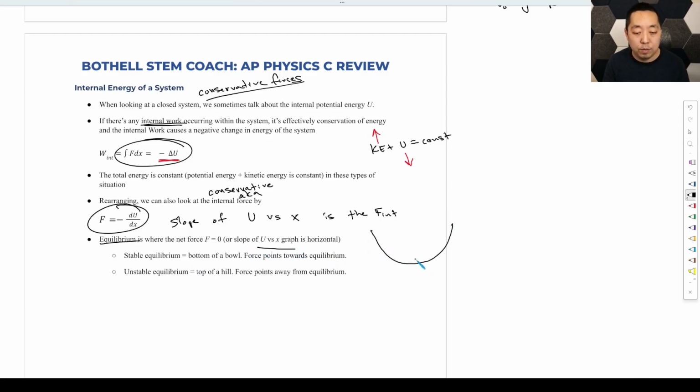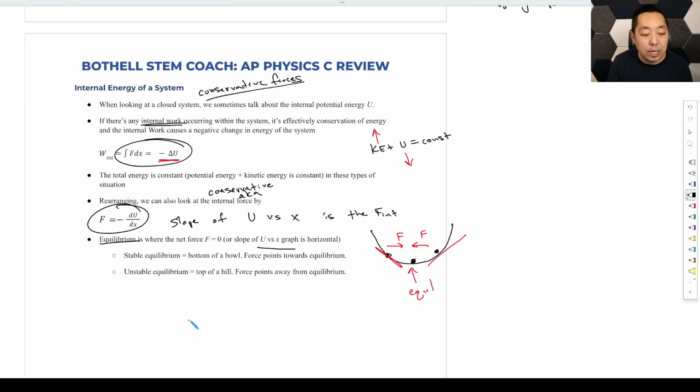This is kind of like the bottom of a bowl, because if you move to the right, the force actually acts to the left: the slope is positive, but with the negative sign, the force will point in the negative direction. And if you go in the negative direction, the slopes are negative, but the force will be positive. So the force will always bring you back to this equilibrium position here.